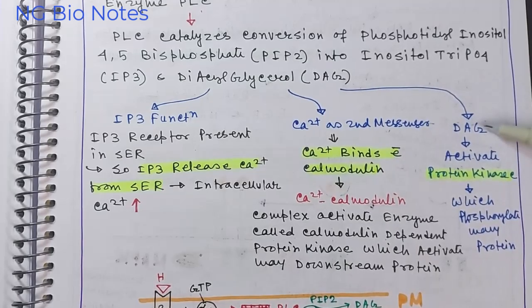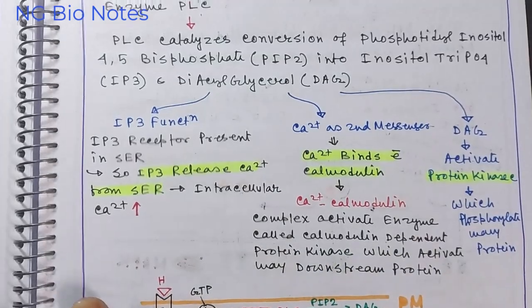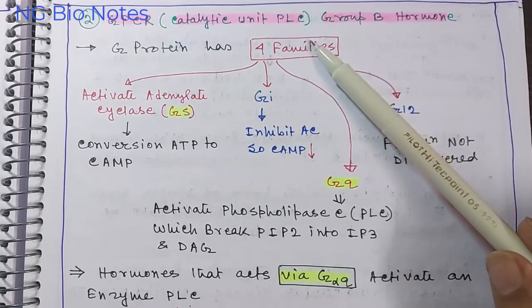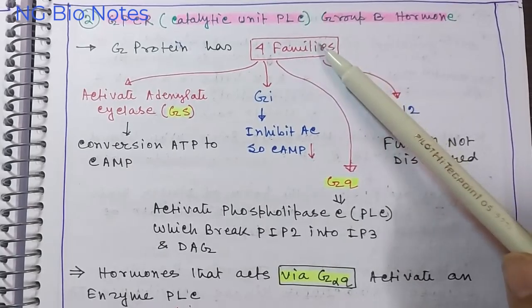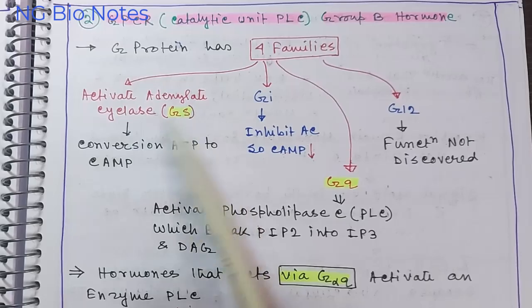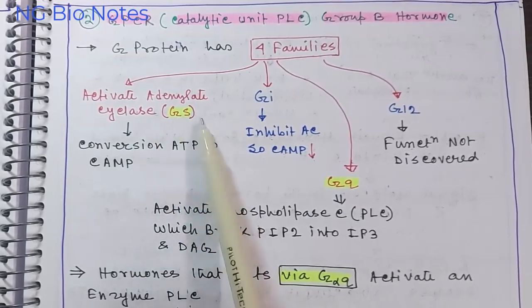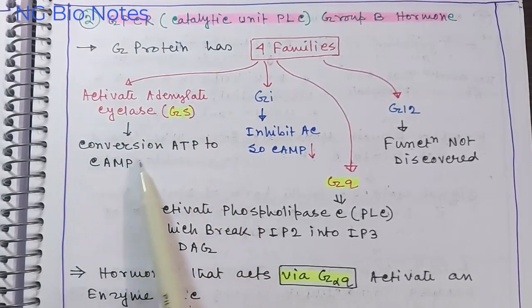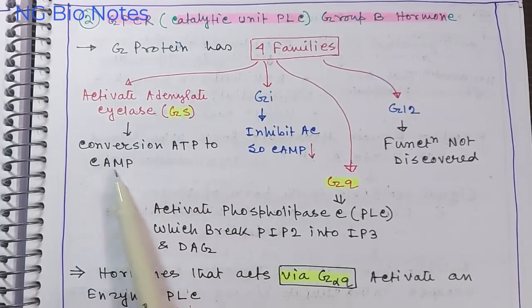Now another second messenger which is formed by action of group B hormone is diacylglycerol. Then this diacylglycerol activates protein kinase C, which phosphorylates many proteins. So this is the mechanism of function of group B hormone. There are 4 families of G protein, and the G protein which activates adenylyl cyclase is known as GS, and this causes conversion of ATP into cyclic AMP, so this will generate cyclic AMP as a second messenger.